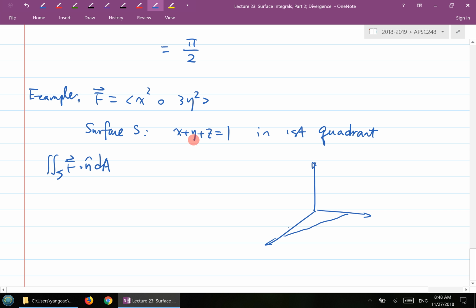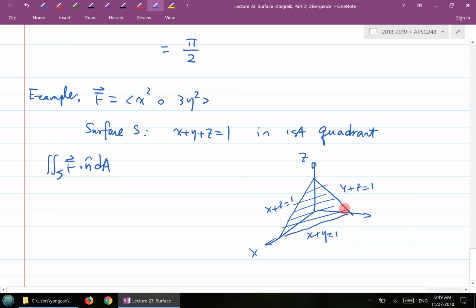Similarly, if you put y equal to 0, then you get another line in here, x plus z equal to 1. Here is x plus y equal to 1, and here is y plus z equal to 1. So that's the intersection between this plane and the coordinate planes. We're talking about just the first quadrant, and that's exactly what we're looking for. So this triangle is the surface S, and we're looking for the net flux over this triangular part of the plane in the first quadrant.